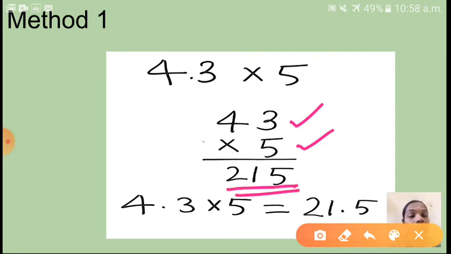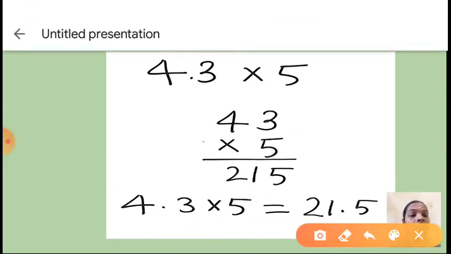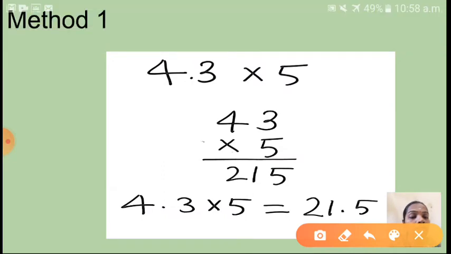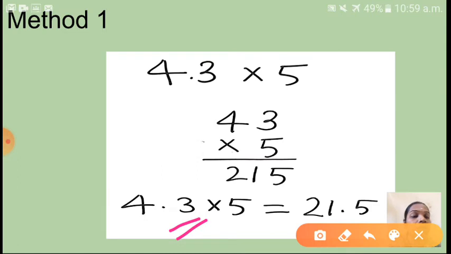But we want the answer for 4.3 into 5. So write your question here: 4.3 into 5 is equal to, see here, children, your answer is 215. But in your question, after the decimal point, how many numbers are there? Yes, after the decimal point only 1 digit is there. So just you have to see your answer here, children.